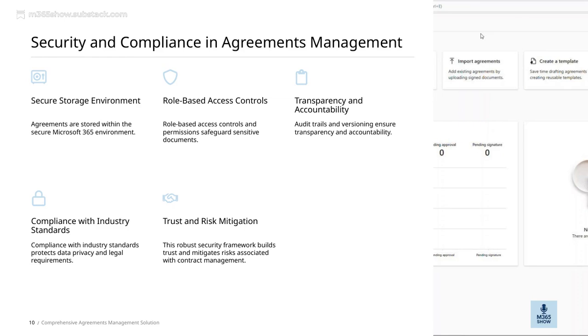Role-based access controls and permissions are another important aspect. They safeguard sensitive documents by making sure only authorized individuals can access certain information, adding an extra layer of security.